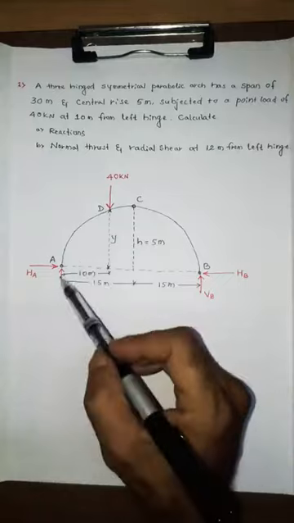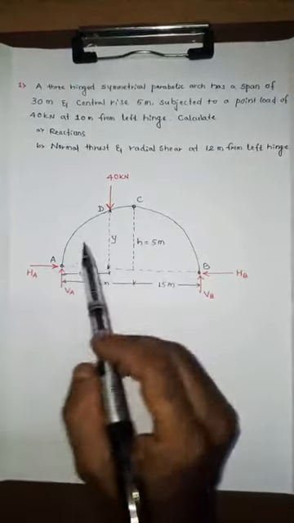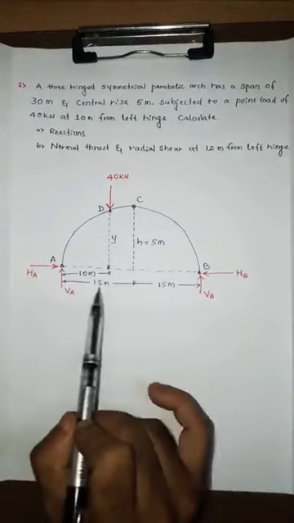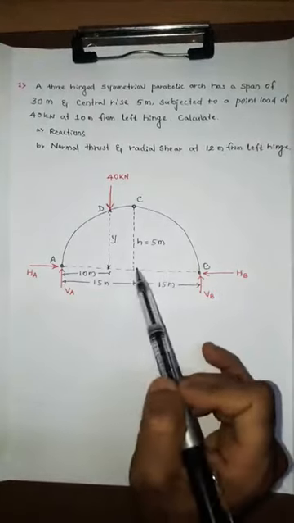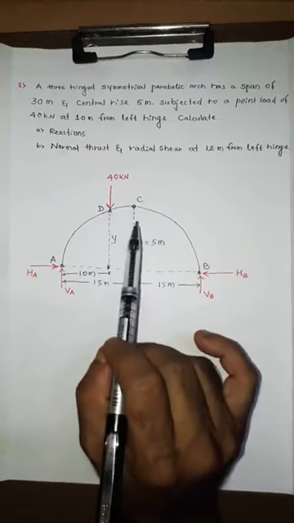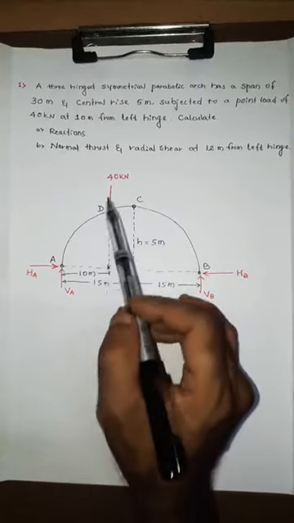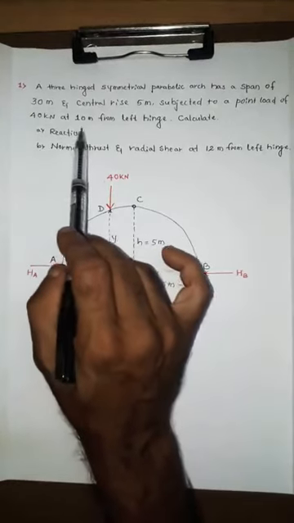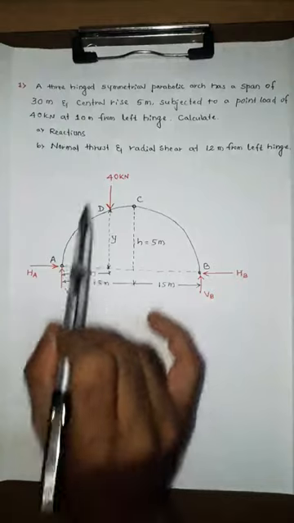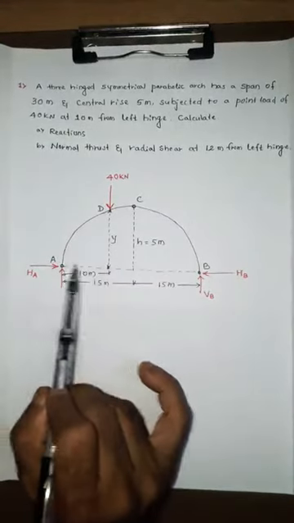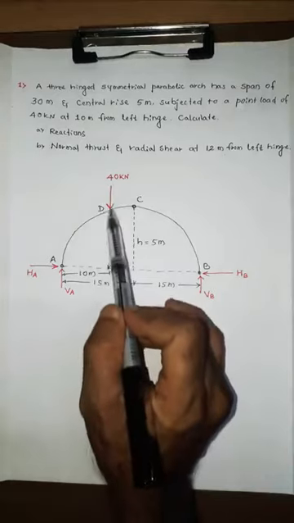Now, according to the problem, this is the sketch. So, three-hinged parabolic arch has a total span of 30 meter and a central rise h is equal to 5 meter, and this arch is subjected to a load of 40 kilonewton, and this load is at a distance of 10 meter from left hinge. So this is a left hinge. From 10 meter there is a 40 kilonewton load on this.